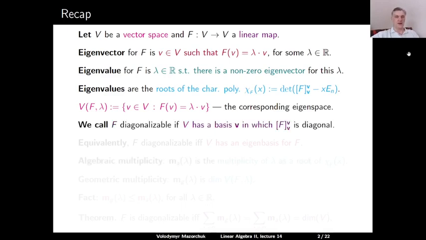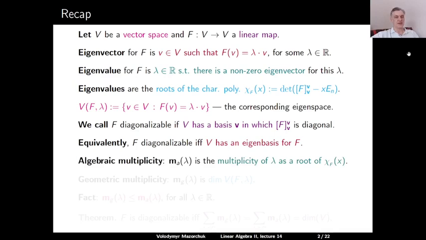We call our linear operator F diagonalizable if V has a basis bold V in which the matrix of our operator F is diagonal. Equivalently, a linear operator F is diagonalizable if and only if our vector space V has a basis which consists of eigenvectors for F.